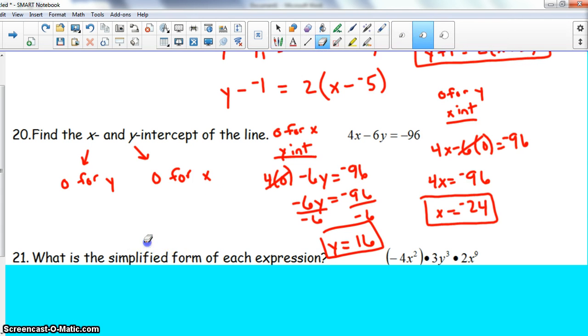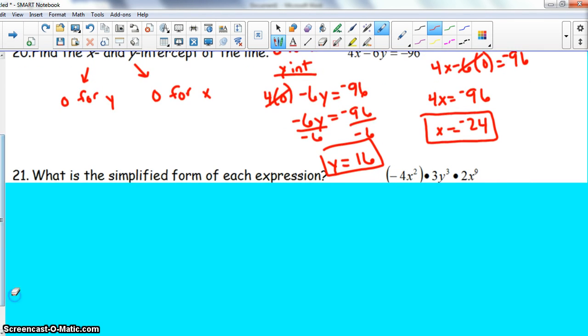Number 21, what is the simplified form of the expression? Well, I see these are exponents, and so I need to make sure I don't have any outside exponents, because I want to get rid of outside exponents first, and there's not any outside ones. And so what I can do is this really means just negative 4x squared times 3y cubed times 2x to the ninth. And I can multiply anything. So I can multiply negative 4 times 3, which is negative 12, times 2, which is negative 24.